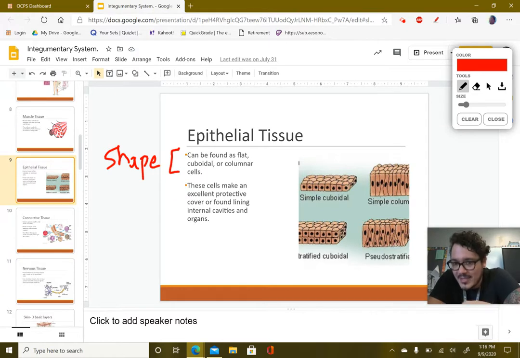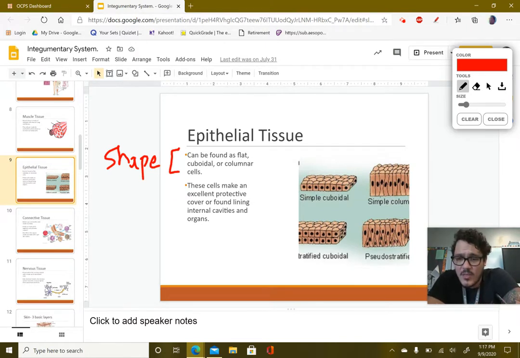Cuboidal is what you see in this picture here. You can see cuboidal cells. I think of little tiny Rubik's cubes or ice cubes. They're just cubes. And then columnar, you can see in the top right area, columnar is going to be more along the lines of very thin and tall, like columns.